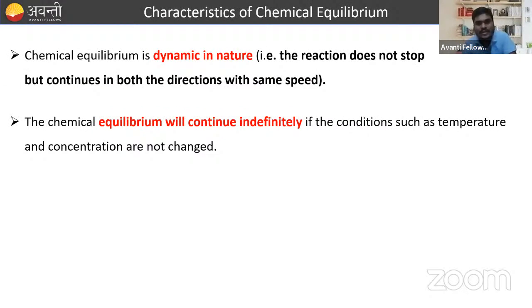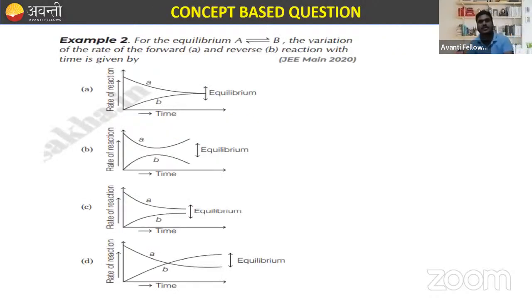Now, chemical equilibrium is dynamic in nature means what? That the reaction does not stop but continues in both the directions with the same speed. The chemical equilibrium will continue indefinitely if the conditions such as the temperature and concentration are not changed. Now, this is a question for you. This question was asked in JEE Main 2020 as well. Sometimes questions related to this topic also come in the advanced paper, right?